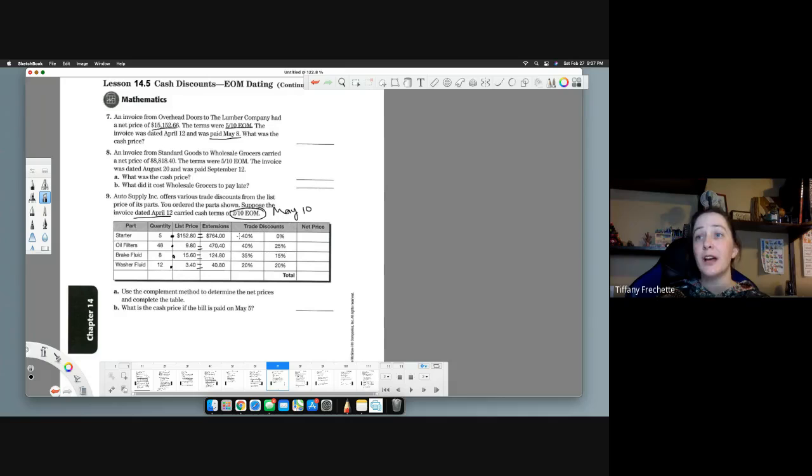So you can multiply the 40% times the extension and then subtract that amount, because that's your discount, from the extension to get your net price. But when we go down here to oil filters, we have 2 discounts. So we'd have to multiply the extension by the 40%, subtract the discount, and then once we get that first net price, so like our first total from subtracting, we multiply that by 25% and subtract again. So it's kind of a double here.